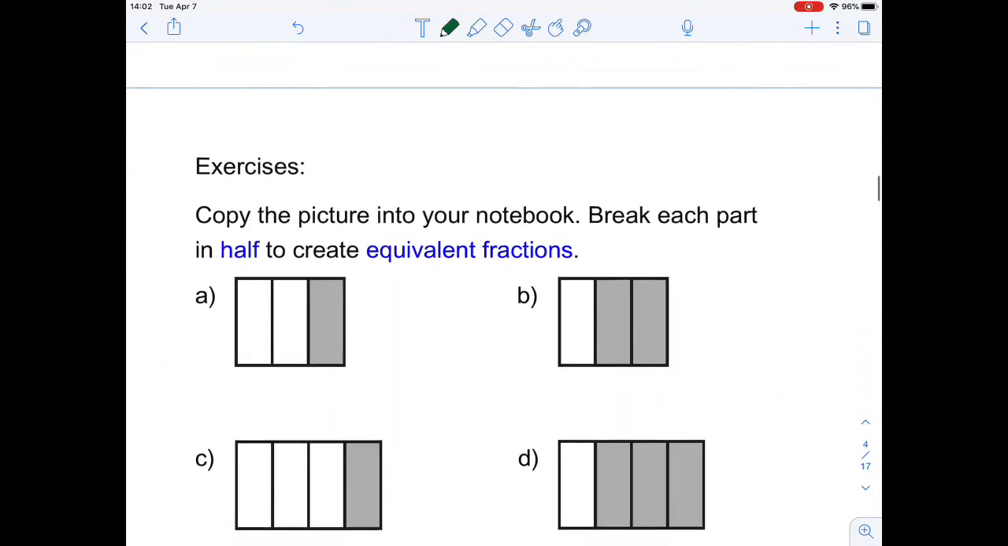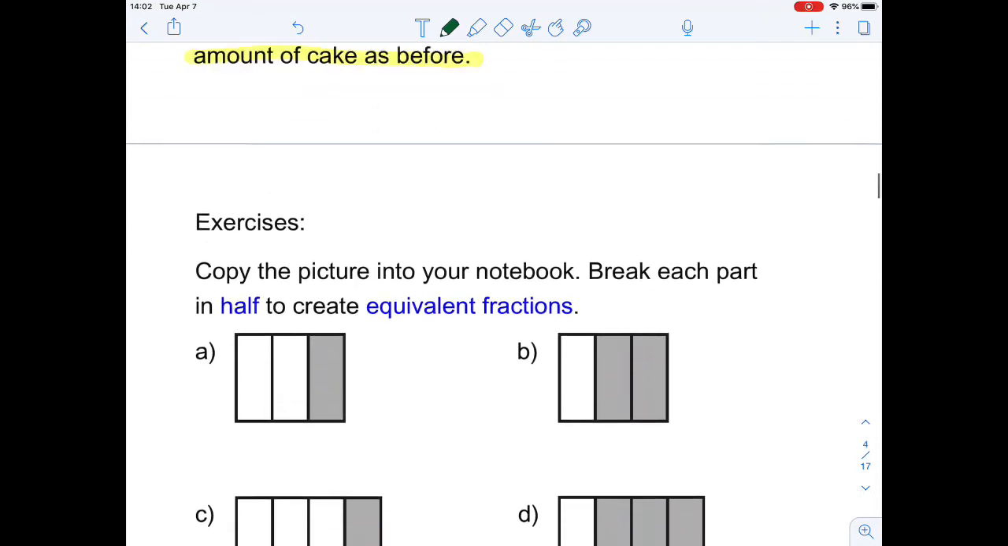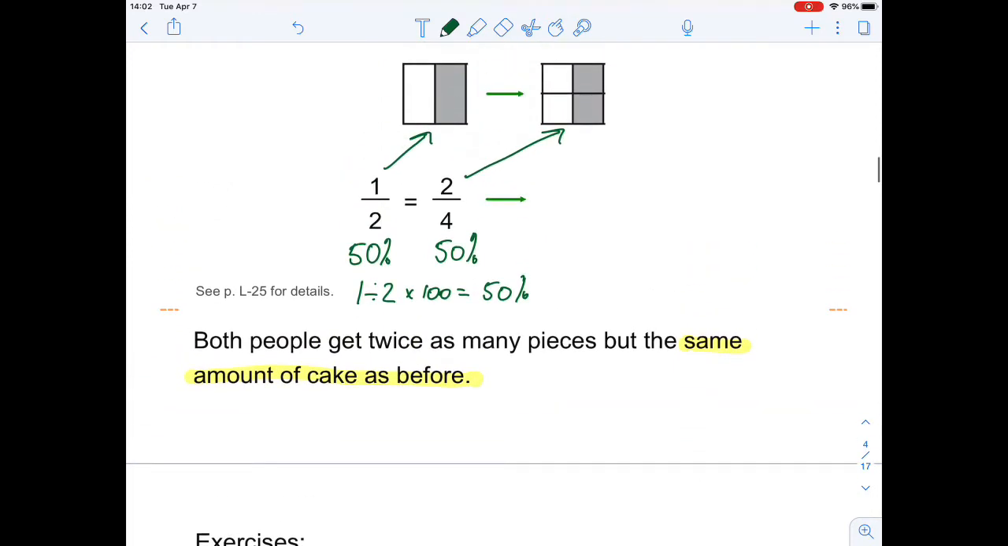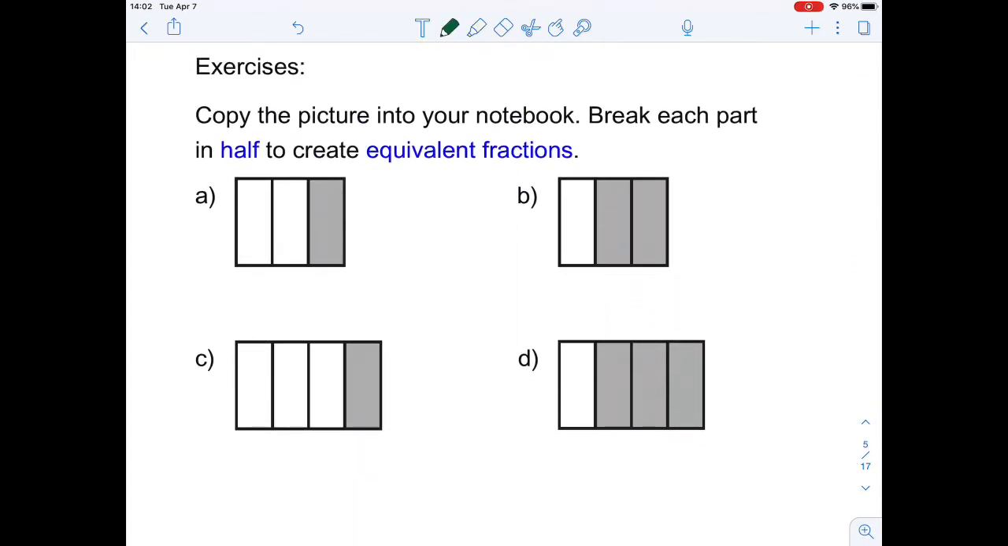All right, moving right along. Here are some exercises for you to try in your notebook. Copy the picture into your notebook. Break each part in half to create equivalent fractions. When you break them in half, I'd like you to write down both equivalent fractions just like we had up here, where it said 1/2 equals 2/4. You will write down the original fraction and the new fraction down here below. So pause the video right now, and when you're ready, unpause it and let's continue.